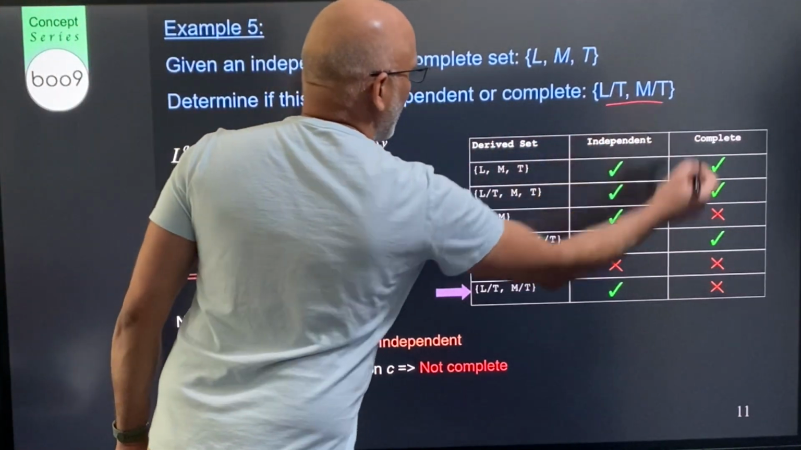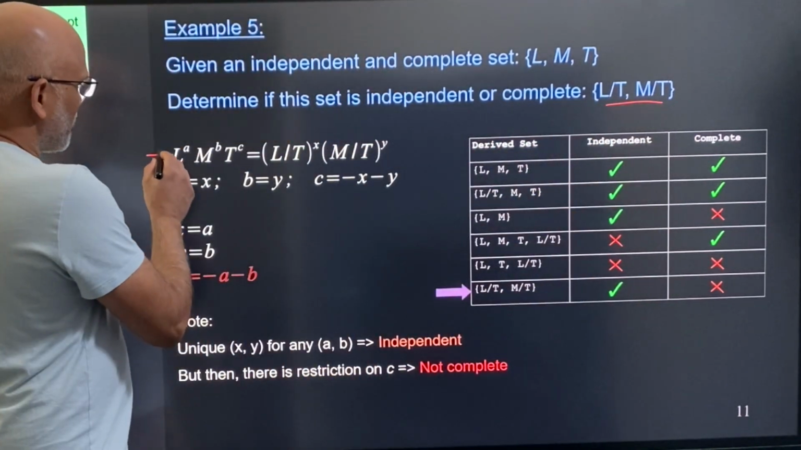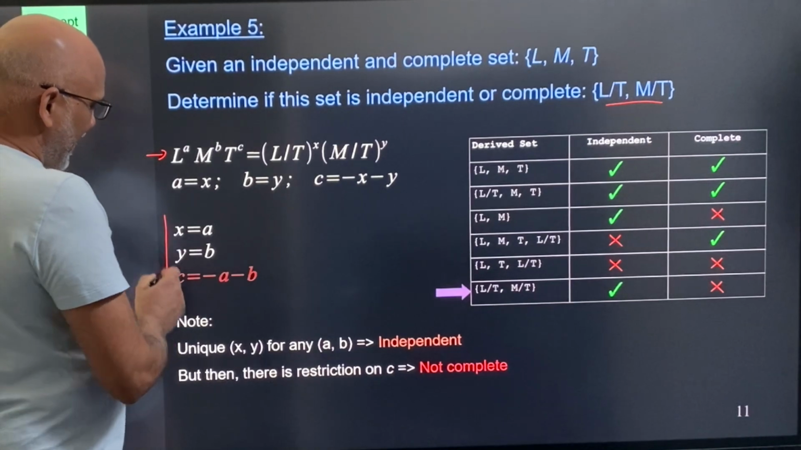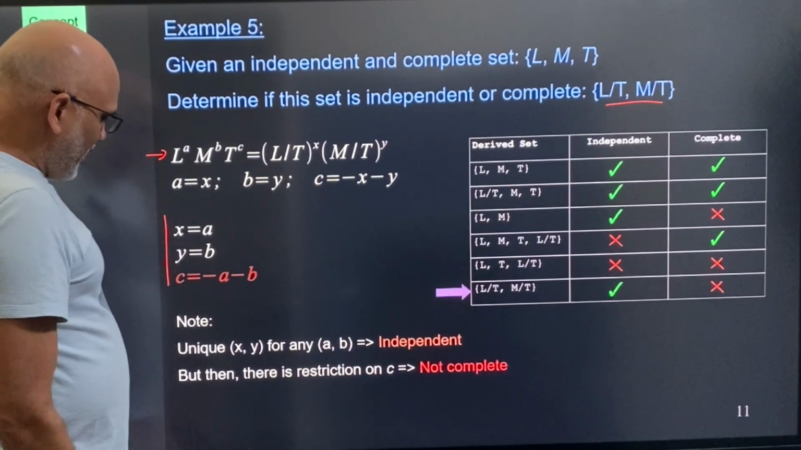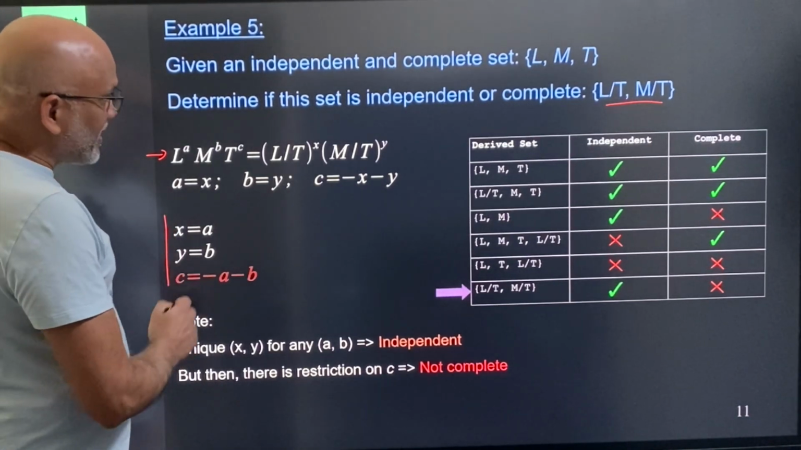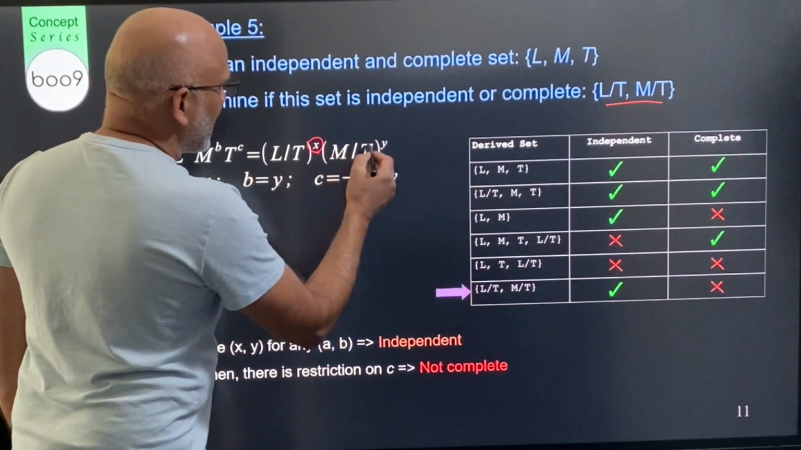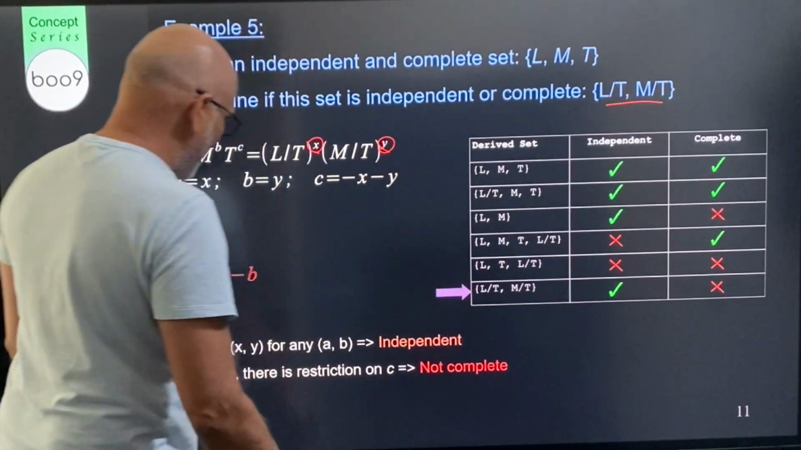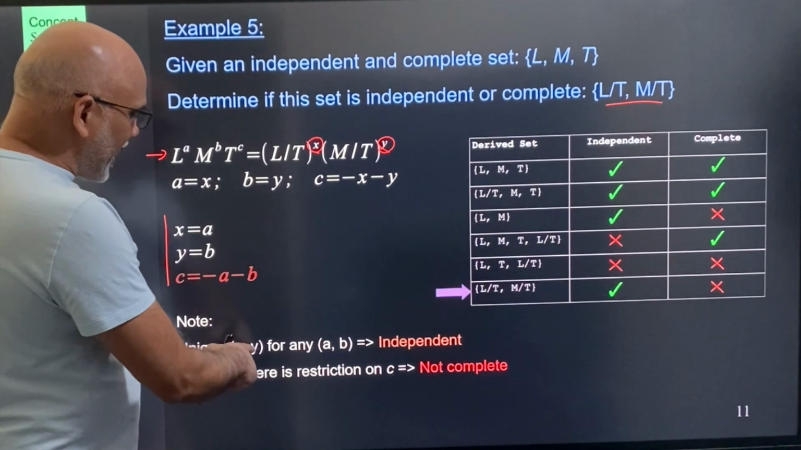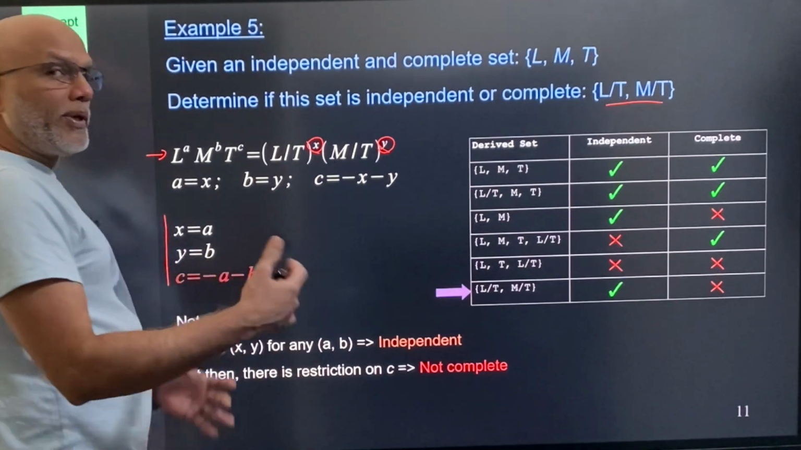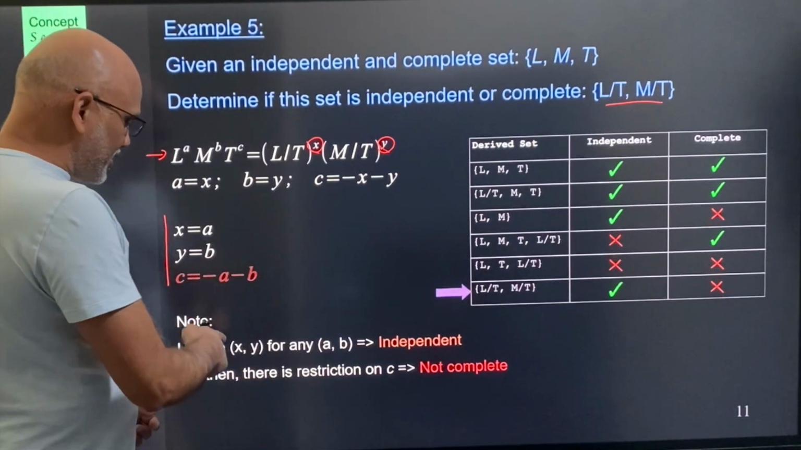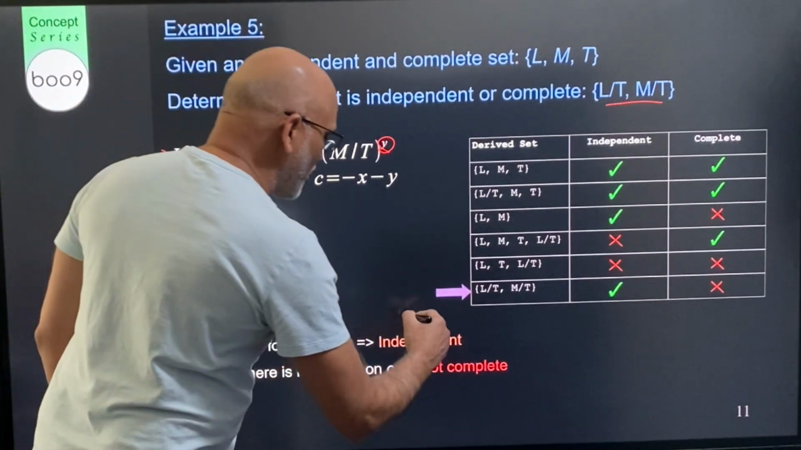Here, this is my derived set. I go through the same process and then I end up with this expression here. So on the right hand side, my unknowns are x and y. And there is unique x and y for any A, B. No matter what A and B you give me, there is unique value of x and y. So it is going to be independent.